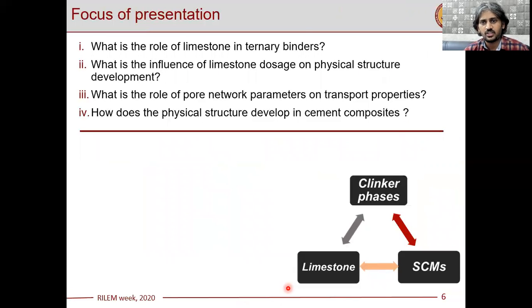The focus of the presentation is to look at the role of limestone in ternary binders, look at the influence of limestone dosage on physical structure development, the role of pore network parameters to explain transport properties in composite binders, and to synthesize information on how physical structure develops in these cement composites.